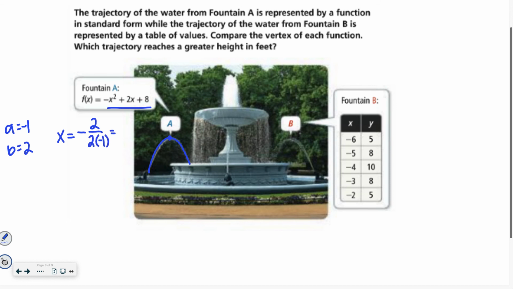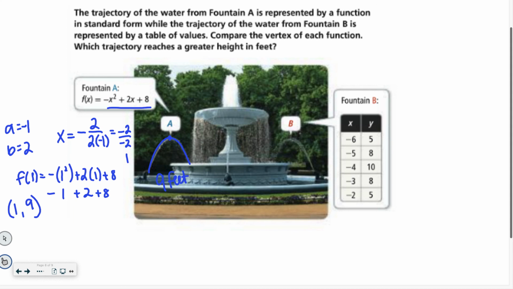So that becomes -2 over -2, or just a 1. Okay, so I have a 1 for the vertex, for the x value. Then if I plug that in, I have f of 1 equals -1 squared plus 2 times 1 plus 8. So that's -1 plus 2 plus 8. So I have -1 plus 2 is 1, plus 8 is 9. Okay, so fountain A reaches a height of 9 feet.